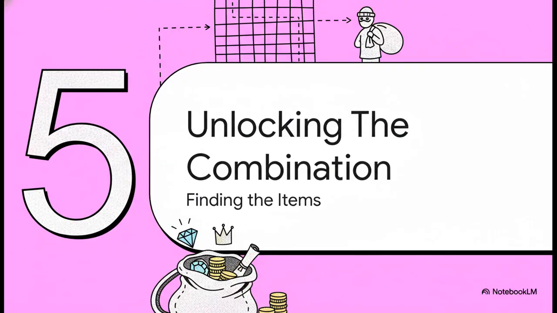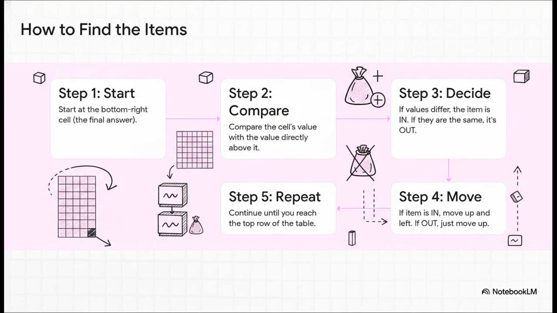Okay, section 5. This is great. We know the maximum value we can steal is 7, but our job's not done. A master thief needs to know which items to grab to get that value. And it turns out the grid we just built holds that secret too. It's actually pretty simple. We just work backward from our final answer in that bottom right cell.